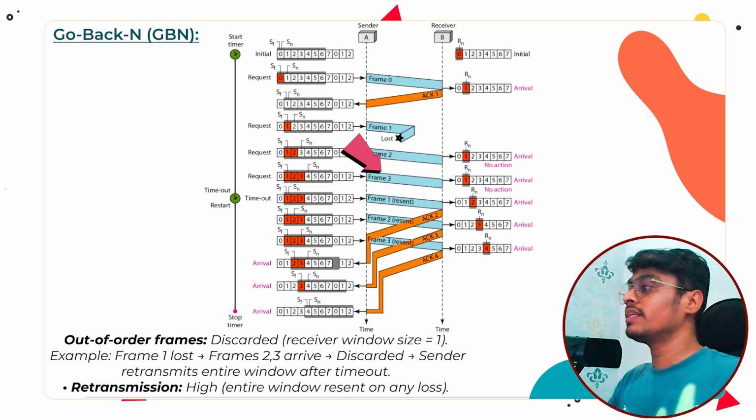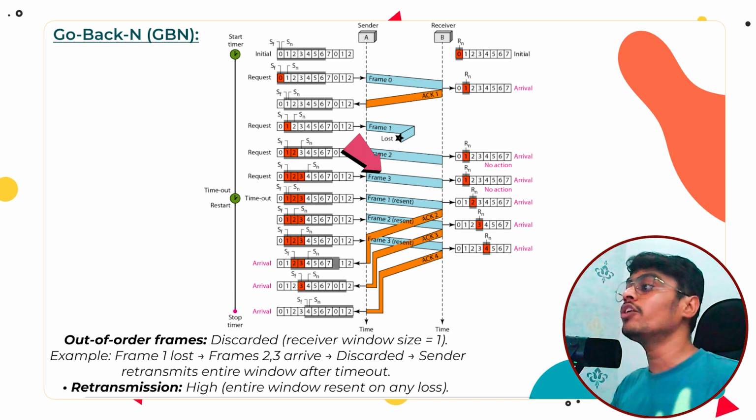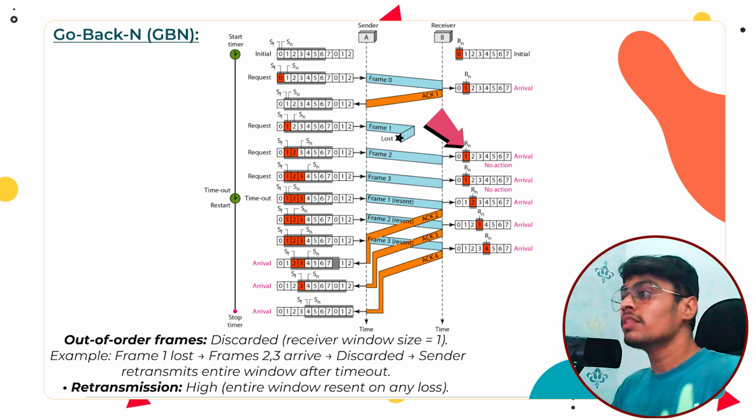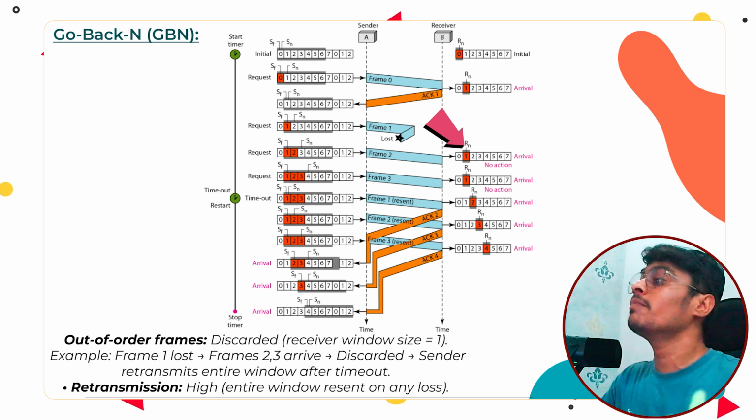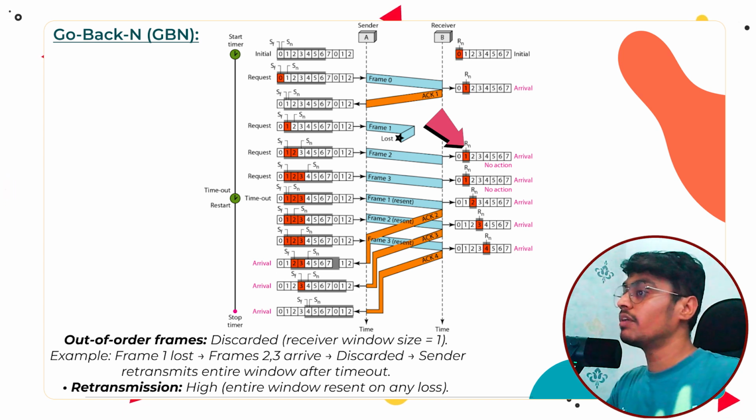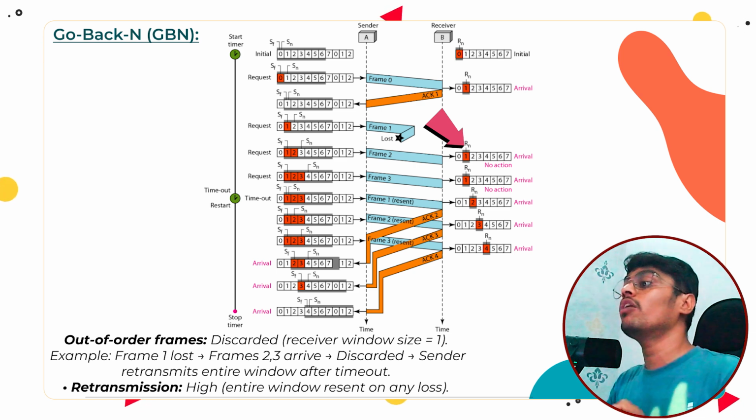However, frame 2 and 3 reached the receiver. Will the receiver accept frame 2 or 3? No. Why not? Because the receiver window size is 1. The receiver accepted frame 0 and is now waiting for the expected frame 1. Frame 1 was lost, but frame 2 and 3 arrived first. The receiver will not even acknowledge frame 2 and 3. Why? Because it's waiting for frame 1.